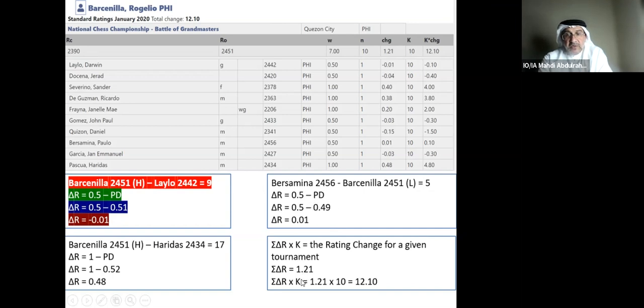This calculation at the end, K factor, is 1.21 times 10. Why 10? This is the K factor of the opponent because his ELO is more than 2,400. At the end it will be 12.10. This means his rating change will be 12. So if his ELO is, for example, 2451, plus 12 will be 2463. So this will be the new rating for the rated player.